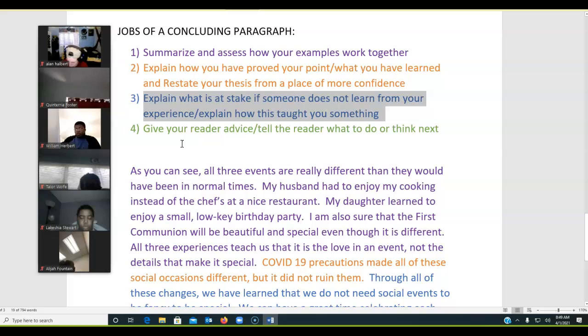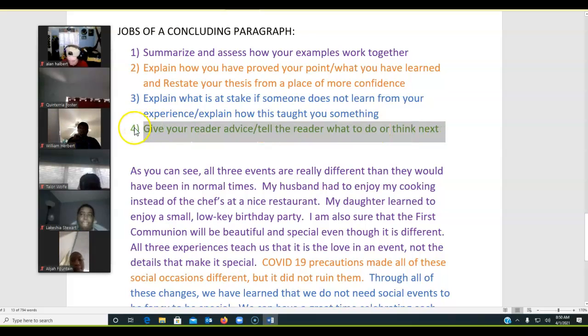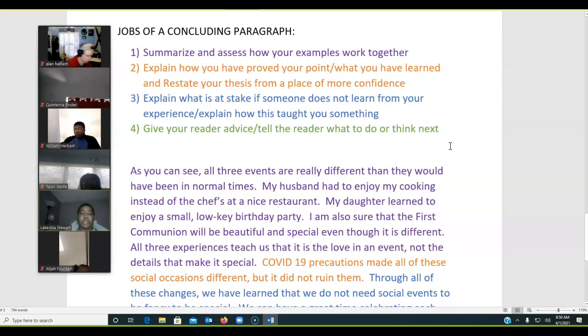Similarly, if you say they should stay up, what if we disagree with you and we take them all down? So what? And we've got to answer that so what question for our reader. We can't leave it up to them to decide so what. We've got to be the boss of their brains, right? And answer that big so what question. And this should take a couple of sentences for you to explain that big so what, right? And then, Lakeisha, what's our last job in a concluding paragraph? Give your reader advice. Tell the reader what to do or think next.